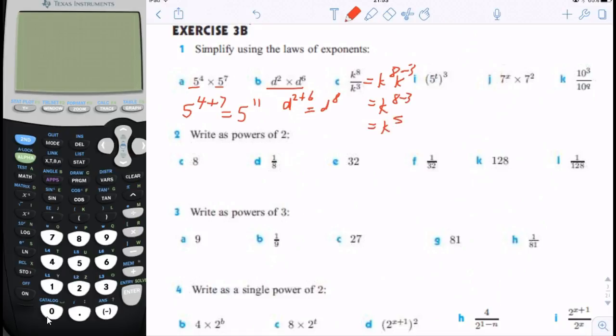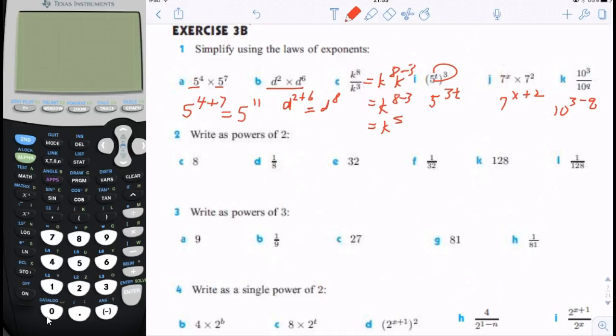Next one. 5 to the t, to the cubed, is 5 to the 3t. You multiply the two exponents together, and that's it. 7 to the x times 7 squared, same base again, so we can add the exponents. Next, 10 to the third divided by 10 to the q, we can subtract the denominator exponent, and we get 3 minus q.